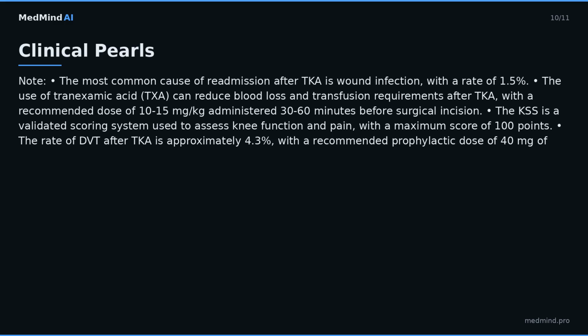subcutaneously once daily. The use of gabapentin 300 mg every 8 hours can reduce pain and opioid usage after TKA, with a recommended duration of 7 to 10 days. The most common cause of mortality after TKA is cardiac complications, with a rate of 0.5%. The use of beta blockers can reduce cardiac complications after TKA, with a recommended dose of 25 to 50 mg of metoprolol orally once daily. The rate of pulmonary embolism after TKA is approximately 1.2%, with a recommended prophylactic dose of 40 mg of enoxaparin subcutaneously once daily for 10 to 14 days.